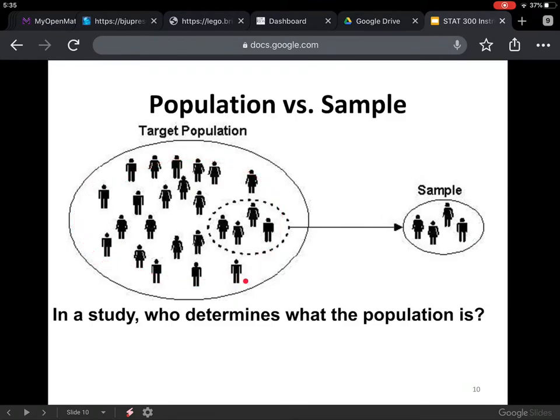So a question for you to think about. In a study, who determines what the population is?